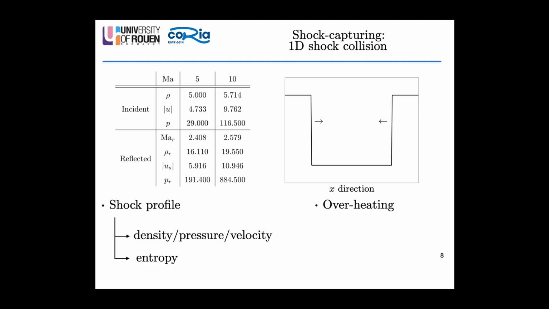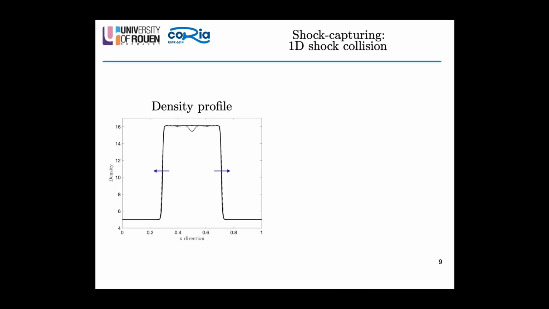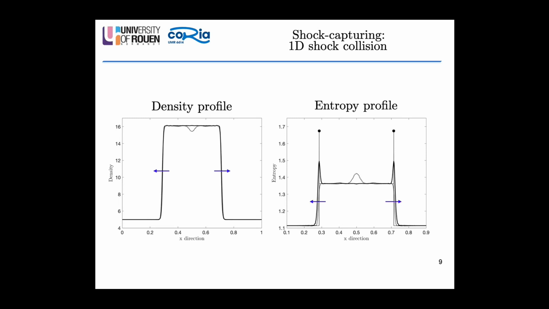Moreover, this problem is affected by a numerical artifact known as overheating, which is essentially a persistent increase of temperature in the middle of the domain after the collision between the two shocks. And once again, we want to see how the different schemes will interact with this particular phenomenon. In this sense, here we show the density profile and the entropy profile after the collision of the two shocks, where the solid line is the physical artificial viscosity and the dotted line is the Laplacian artificial viscosity.